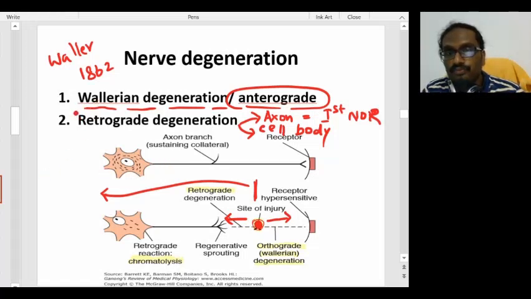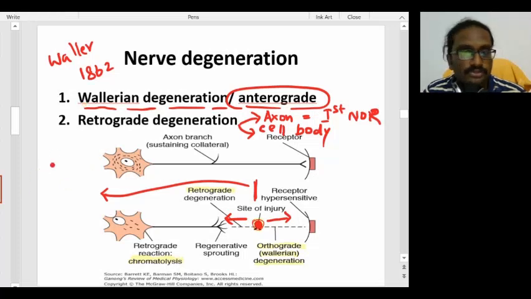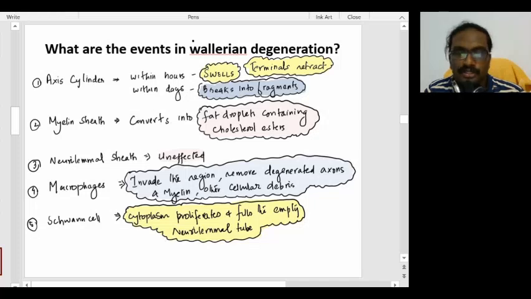Now, that being said, we are going to go into detail on the changes in Wallerian degeneration, that is, the changes which occur to the axon in the anterograde direction from the site of injury. This is a very important topic. It is usually asked in your exams, and it always has scope to be asked as a short note. So we have to learn this topic in this fashion. It is recommended that you write your answer in this fashion.